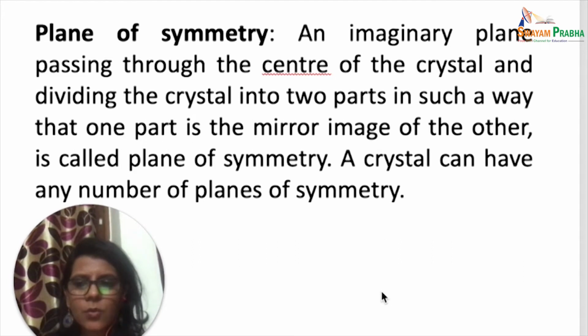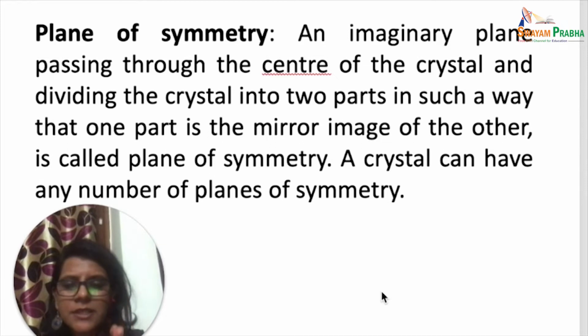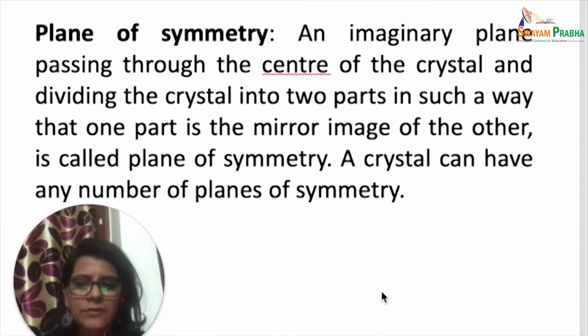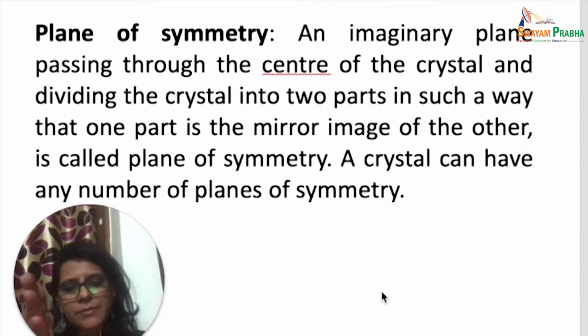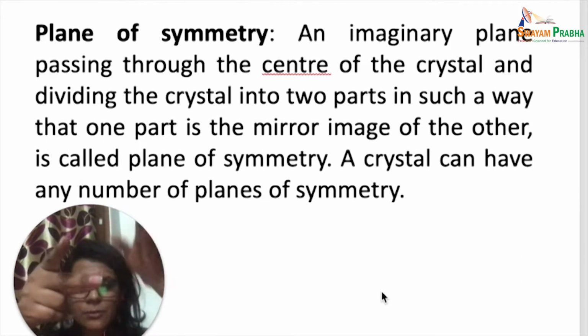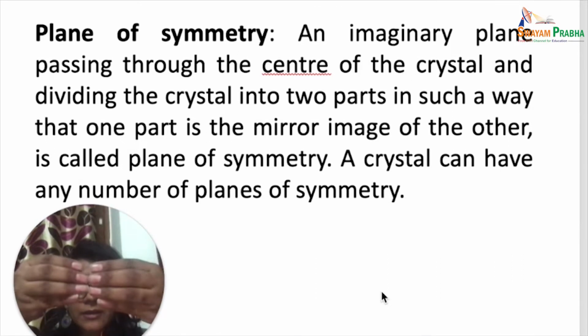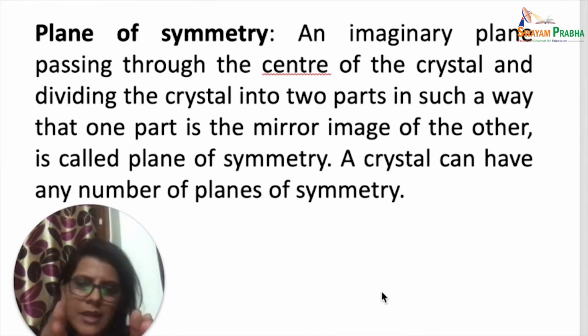I'm repeating, what is it? It's an imaginary plane in a crystal system. With respect to this plane, the crystal is divided into two equal halves, and one half is a mirror image of the other half. So just imagine this is a cube and there is a paper passing through it. The one half is a mirror image of the other half. So this is what is called a plane of symmetry, and a crystal can have a number of planes of symmetry.